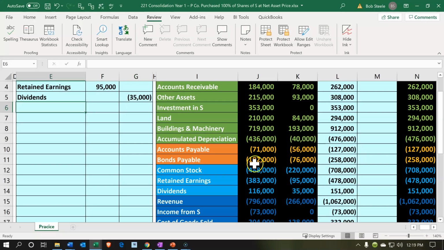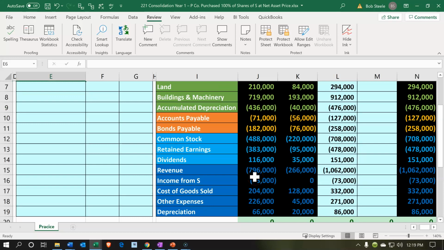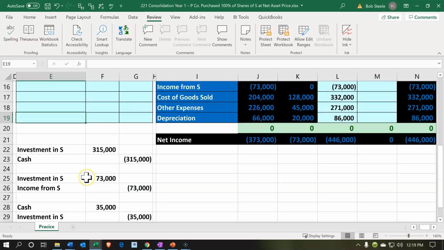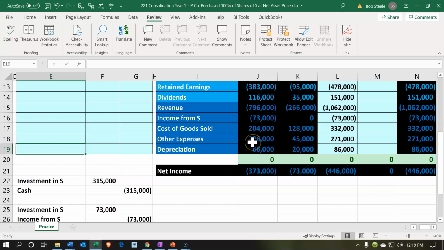And then the other thing we need to get rid of is this income from S. So this income from S needs to be removed. Notice that income from S, because P owns 100% of S, represents the net income here. So the net income, this 73,000, is being represented here. So I'm going to remove this amount, and that means we could still see the consolidated income together and just remove the duplication, the income from S being recorded as part of the equity method that was used to get to these numbers by P.